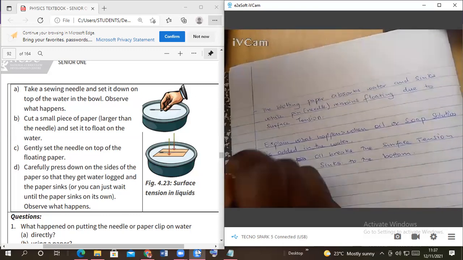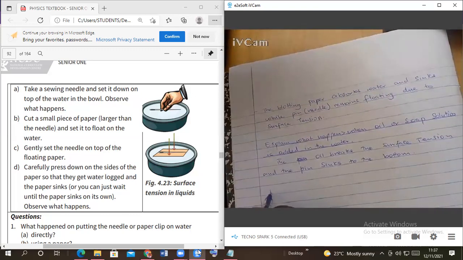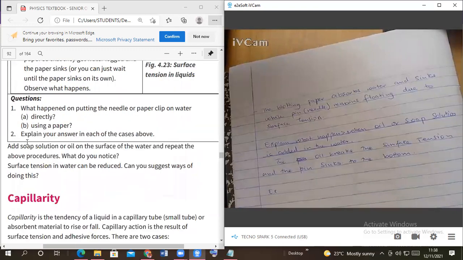The other question that can be asked is to explain. Now here, those questions are not there, but here they are asking, add soap solution or oil in the surface of the water and repeat the above procedures. What do you notice? So what you notice is what we have just seen in the video, that the soap solution will break the surface tension and whatever is on the surface will sink to the bottom.